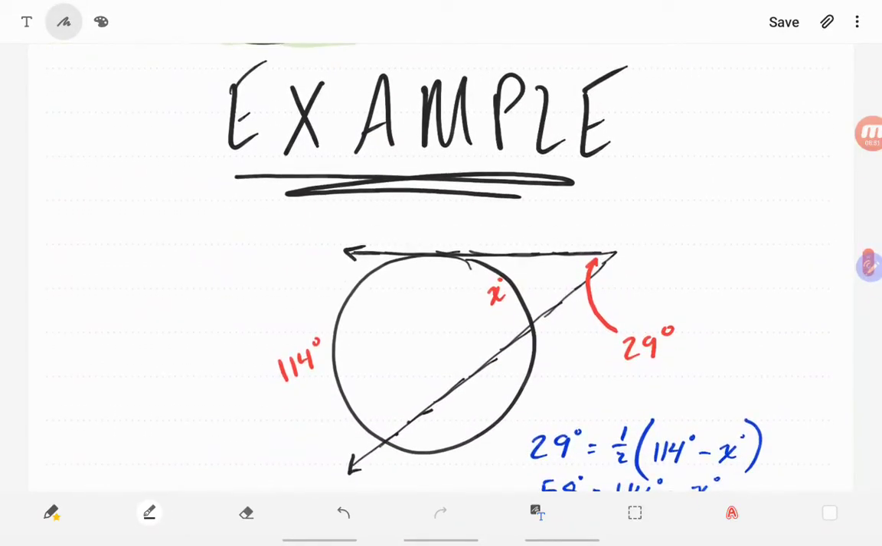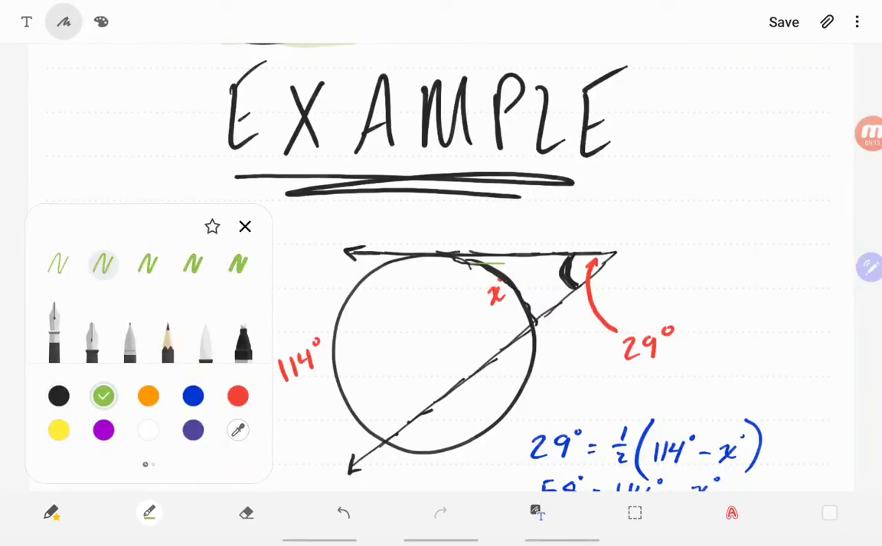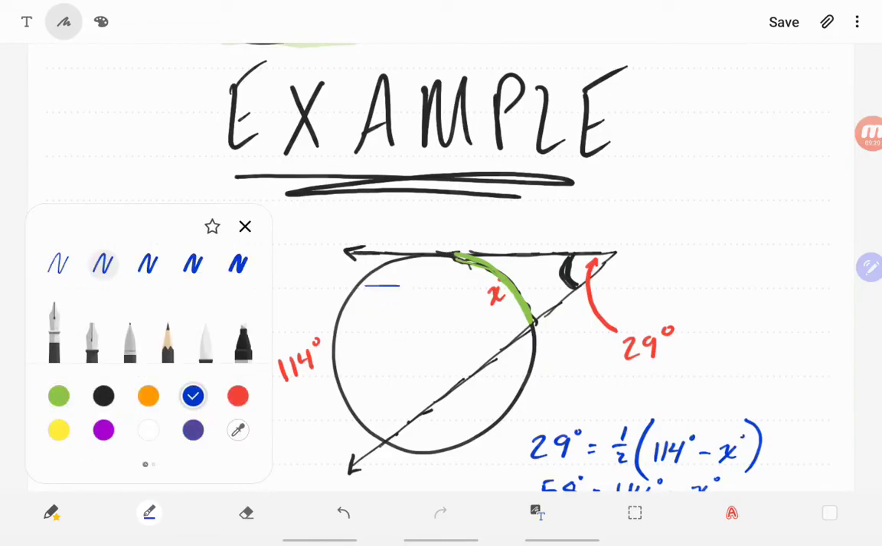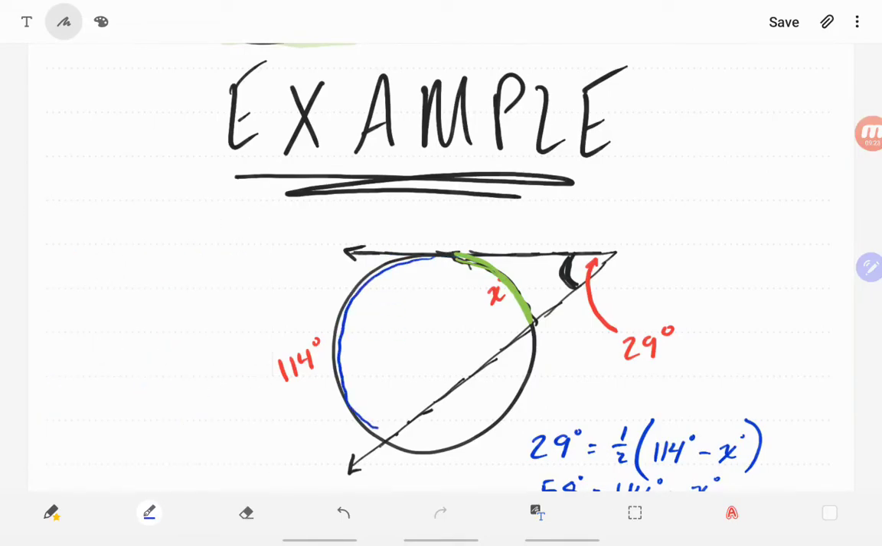Let's say I've got this going on right here. Right, I've got a tangent and a secant passing through a circle. I know that interior angle is 29 degrees. I know this small intercepted arc, and let's throw color in here, I know this small intercepted arc is X degrees, and I know this big intercepted arc is 114 degrees. We want to solve for X.